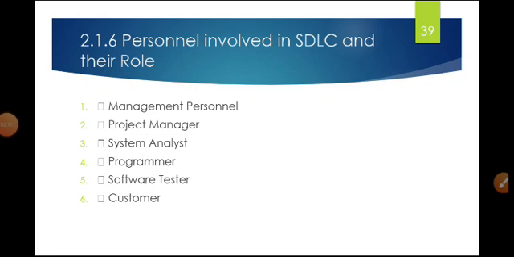The last topic from your chapter, discussed in the previous lecture, was personnel involved in SDLC and their roles. We discussed that there are basically six main roles that are performed in SDLC, and these roles are performed by the management team, project manager, system analyst, programmer, software tester, and customer. After discussing their roles, we have completed our chapter. Today, we are going to solve its exercise.